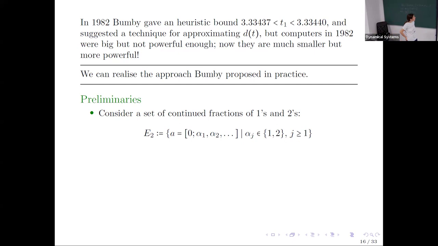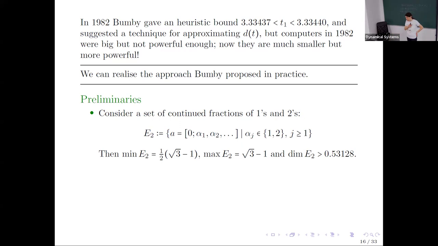Maybe just going back to the analysis that goes into these estimates. We start with a simple set E2, which consists of continued fractions with elements only 1 and 2, and it's very easy to see that its smallest number is a half of square root of 5 minus 1, and the largest value is square root of 3 minus 1. It is a Cantor set. Its dimension is very well known. We computed about 200 digits of it, but again, probably we should try now. It didn't seem to be anything nice.